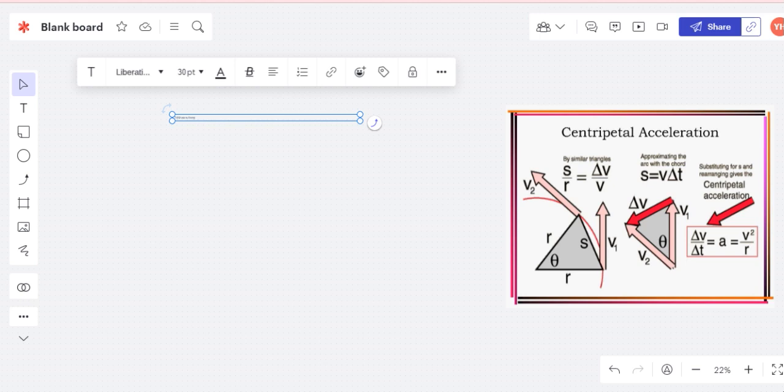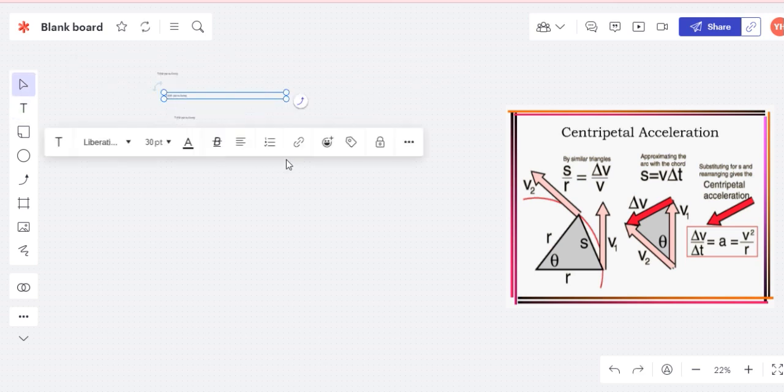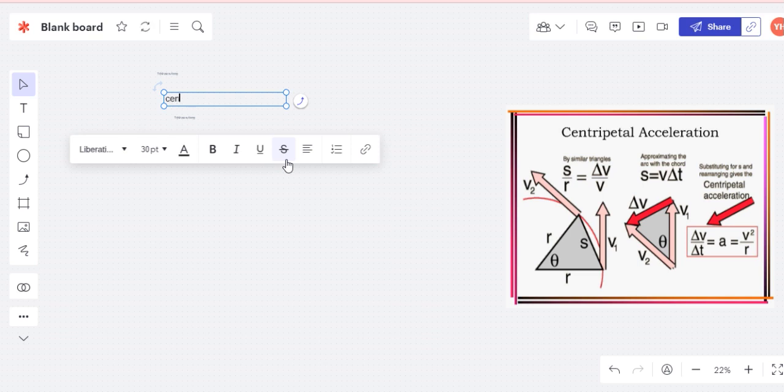Today I'm going to discuss another important topic, which is centripetal acceleration. Now, what is centripetal acceleration? We have dealt with the normal acceleration, which is perpendicular to the tangential acceleration.